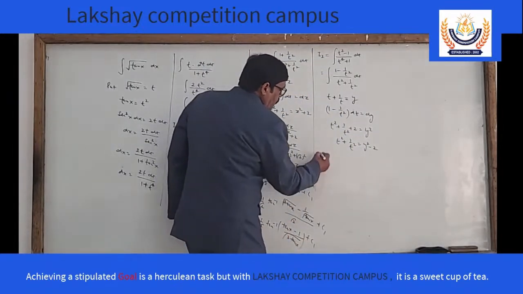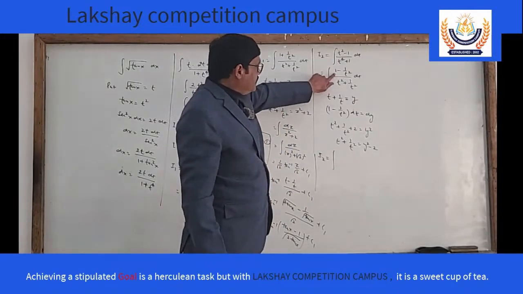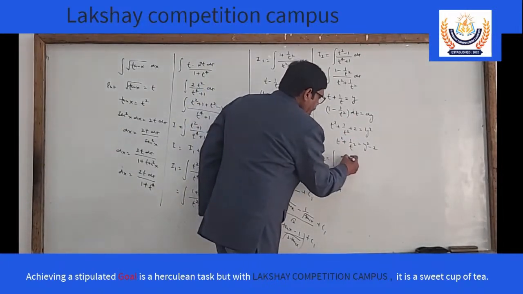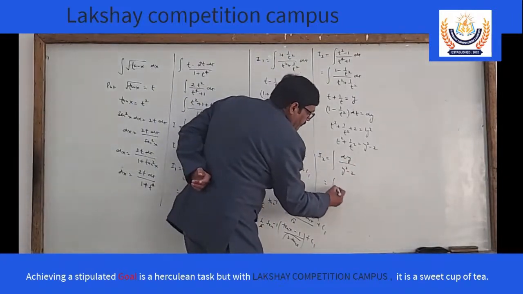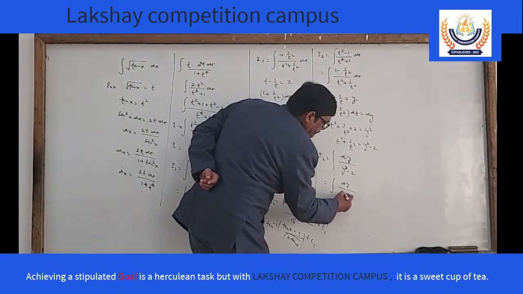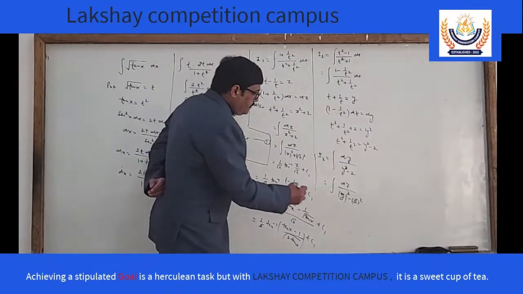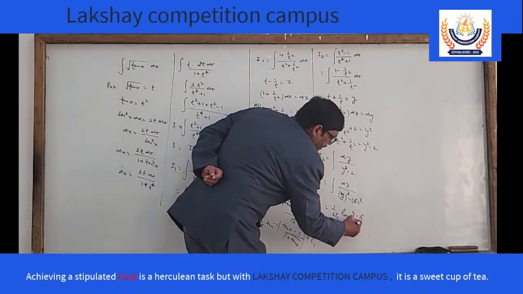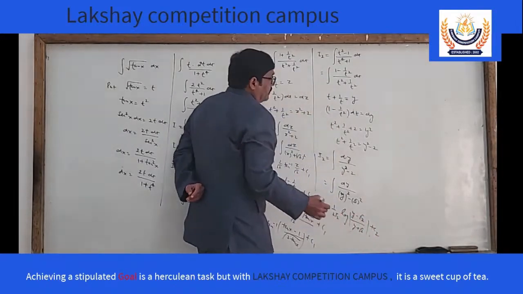Now what do we get? I2 is the integral of (1 minus 1 by t²) dt, that is dy, dy upon y² minus 2. Now this is the form: what is the integration of dx upon x² minus a²? It is 1 by 2a log of (x minus a) upon (x plus a) plus c2. This is I2.